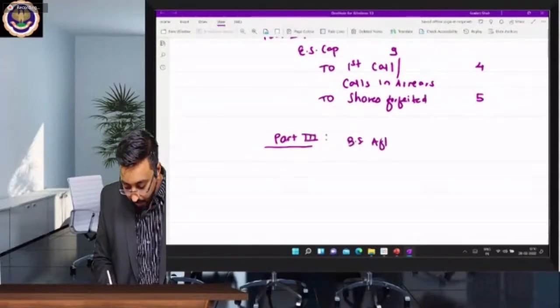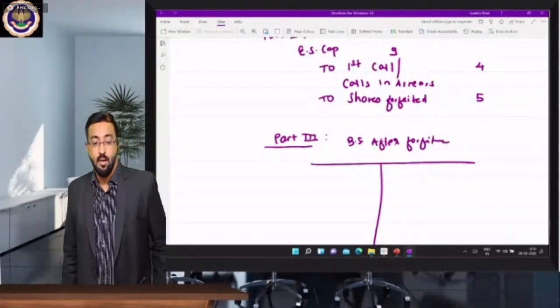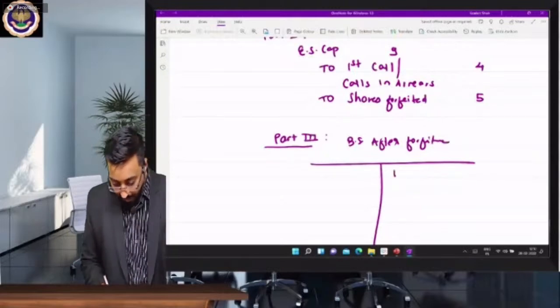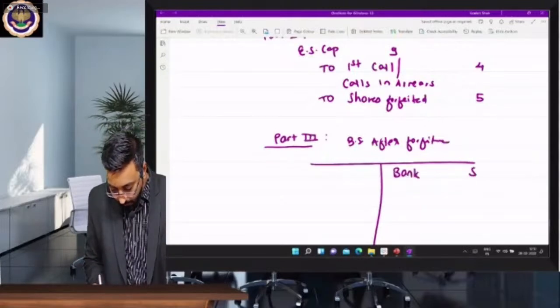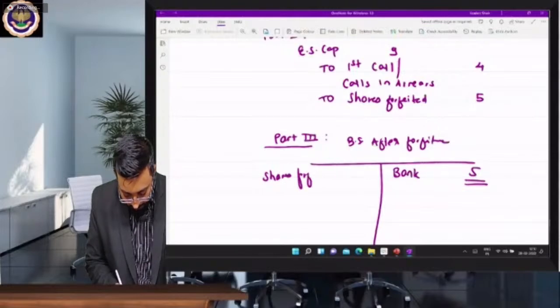Balance sheet after forfeiture. Bank is 5. And shares forfeited 5.